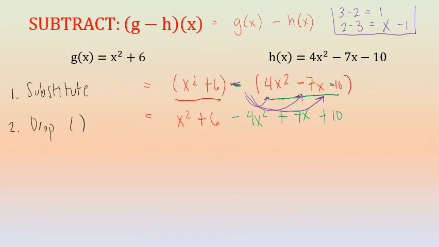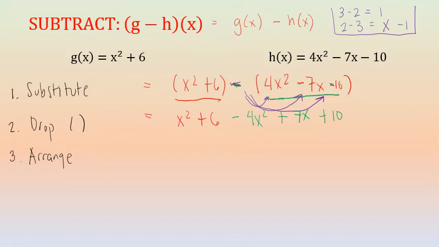Ganyan. So what we did, class, is that dinistribute natin yung ating negative sign or yung ating subtract sign to each of the terms on our second function. Ganon po tayo nagda-drop ng parentheses in subtracting functions. Okay, so hopefully that is clear. We now proceed to our next step. Our next step is arrange.